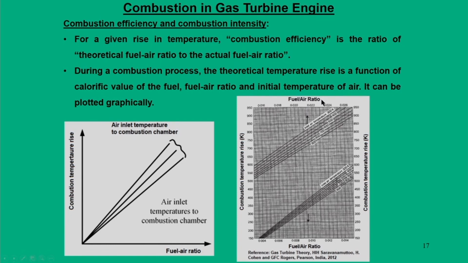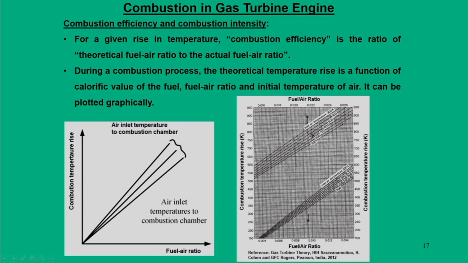Now, to calculate this fuel air ratio, you need two parameters. One is the combustion temperature rise, the other is the air inlet temperature. The combustion temperature rise can be calculated by knowing the stagnation temperature difference across the combustion chamber, or it is nothing but the difference in total temperatures between the turbine inlet and the compressor outlet. So, that is T03 minus T02, and the air inlet temperature is nothing but your compressor delivery temperature.